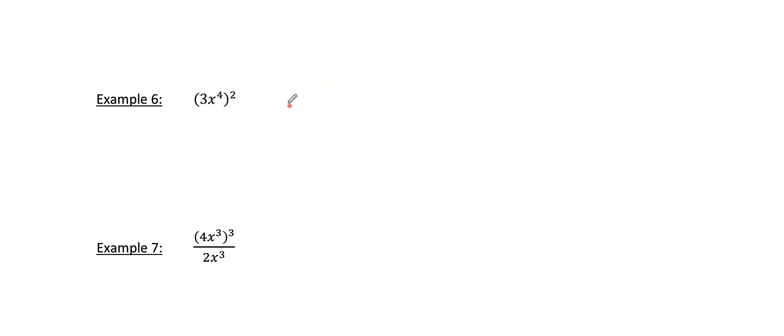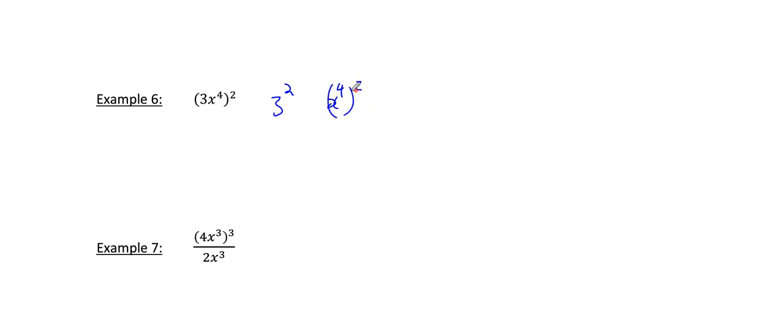Hi, continuing from the previous video on laws of indices, on example 6 there is a power with a constant inside the brackets and they're both squared. The way to answer this question is to take the constant first, 3 squared, and then the x to the power of 4 to the power of 2.